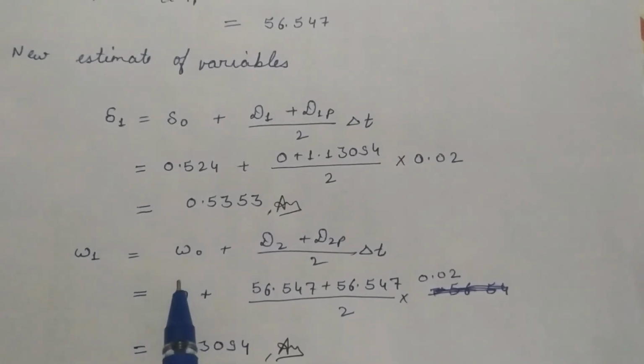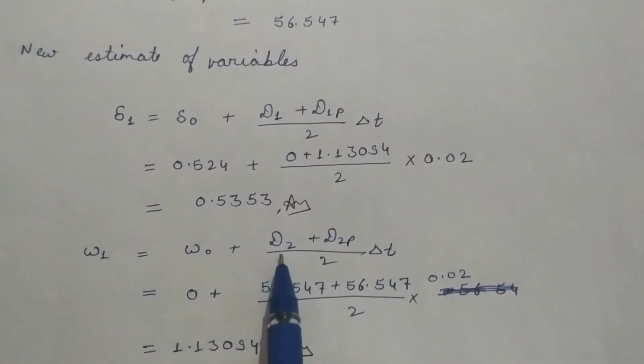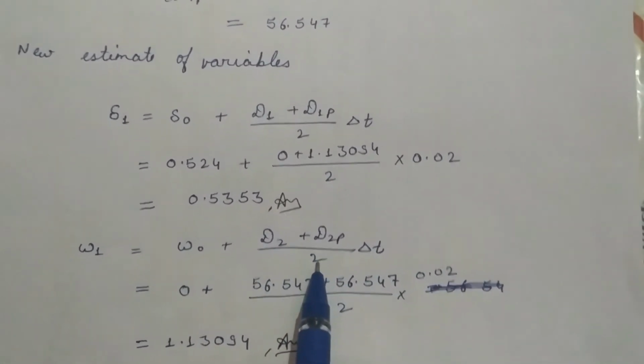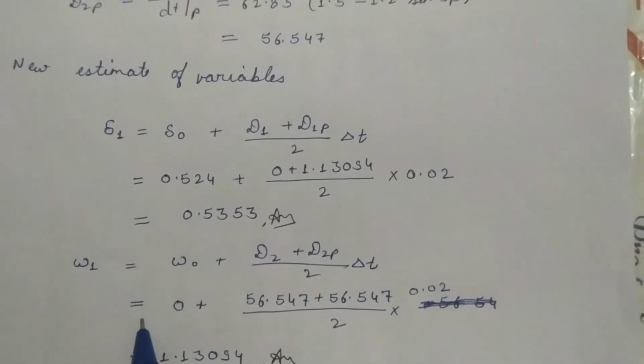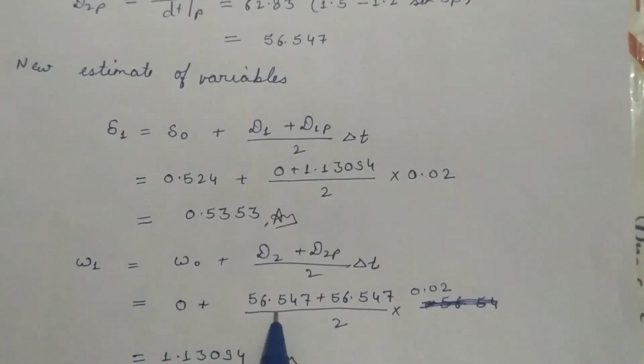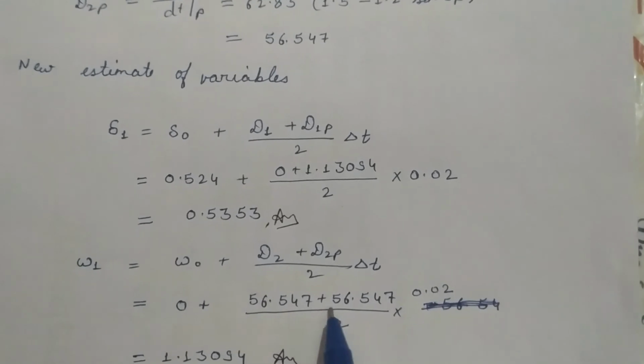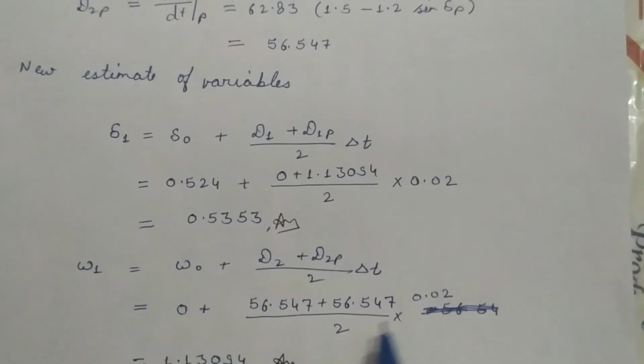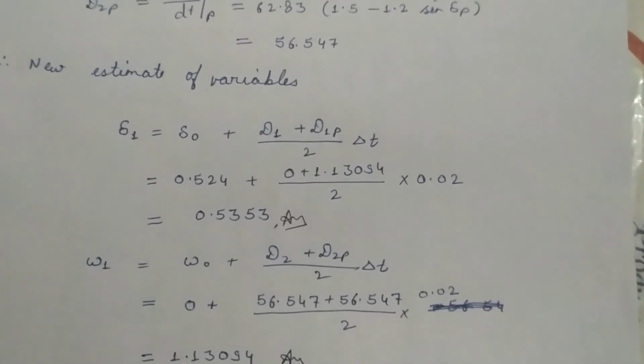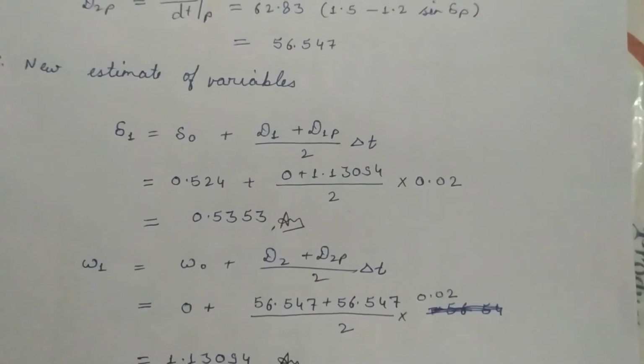Similarly, we can calculate omega 1. Omega 1 is equal to omega naught plus (d2 plus d2p) by 2 into del t, which is equal to 0 plus (56.547 plus 56.547) by 2 into 0.02. So it comes out to be 1.13094.